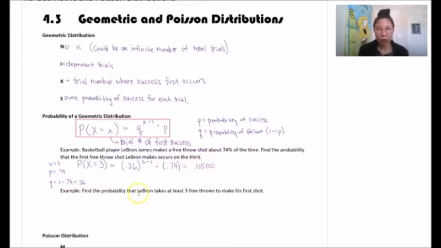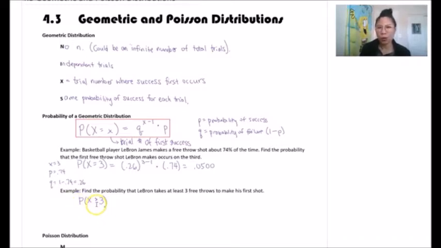Another example: find the probability that LeBron takes at least 3 free throws to make his first shot. So this is a slightly different question now. If he takes at least 3 free throws, that means he basically has to take 3 or more in order to actually make his first shot, which means we want x to be greater than or equal to 3, because that's 3 or more.